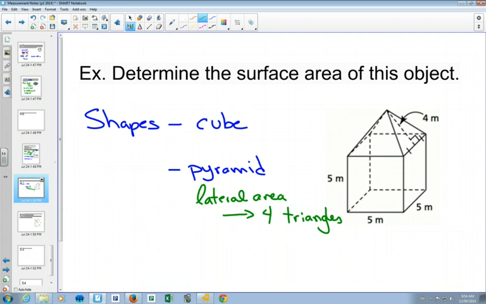And if we look at the cube, again, the top is not going to be showing, right? The top is hidden. So instead of 6 sides, we're only going to have 5 sides. And each side is going to be a square.